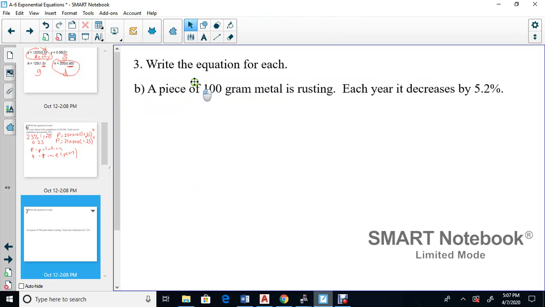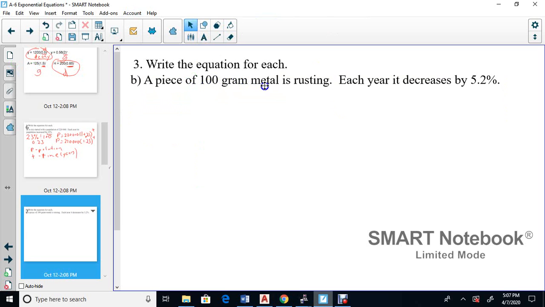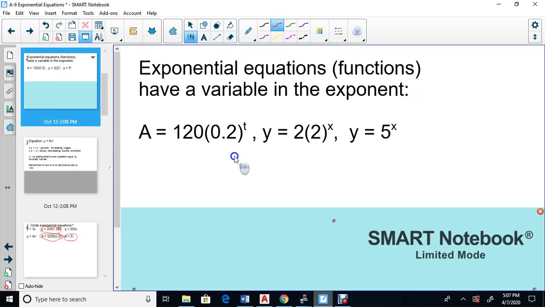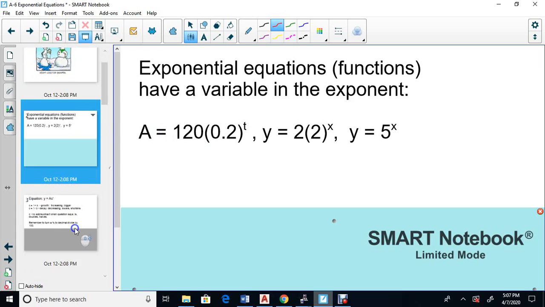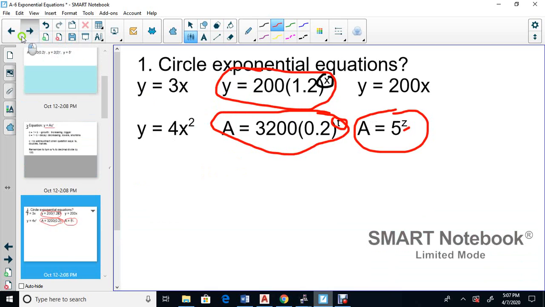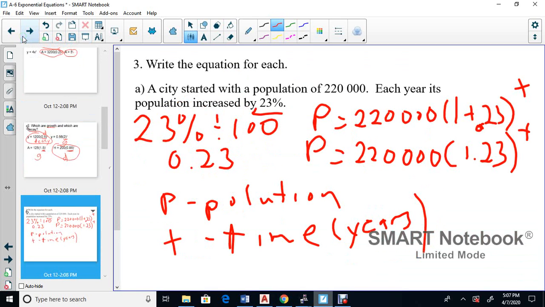So you can see everything. B, a piece of 100-gram metal is rusting. Each year it decreases, so you look at the word decreases. So maybe I'll just start off with the general equation. The general equation, y equals a to the c, and c is either plus or minus. So let's write y equals a to the c. This might help some people.